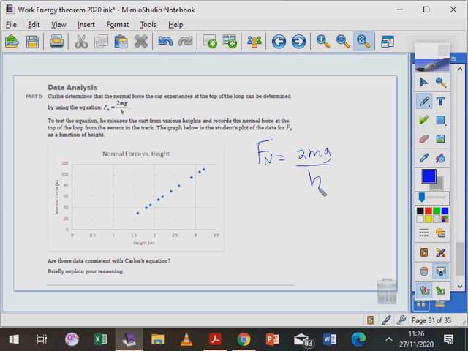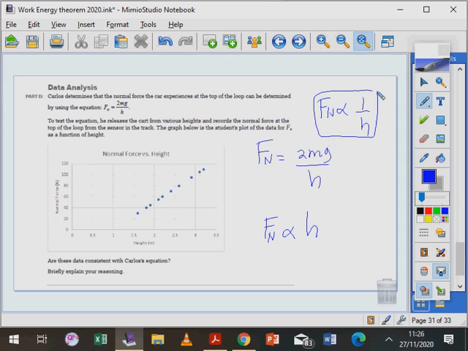According to this graph, what is the relationship between normal force and height? Would you say it's directly proportional or inversely proportional, according to this graph? As the normal force increases, the height increases. So is it a linear relationship? Yes. So according to his graph, this is the relationship you expect. But according to his equation, what's the relationship that he has? It's inversely proportional.